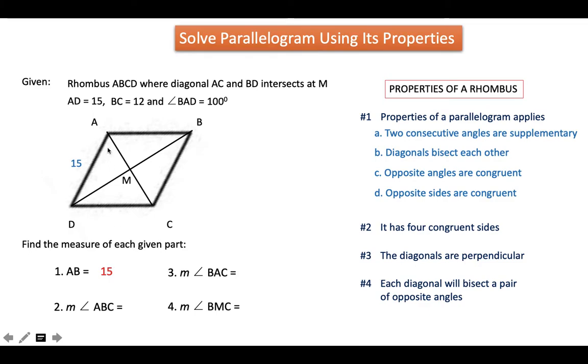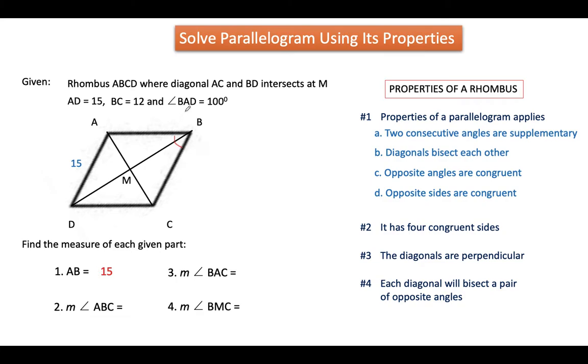Why? Because according to property of a rhombus number 2, a rhombus has four congruent sides. When you say congruent, they have equal measure. So if this side is 15, the remaining three sides are also 15. Therefore, AB is also 15. Now the measure of angle ABC, we are referring to this angle, the angle ABC.